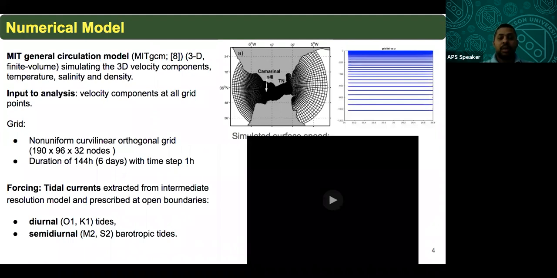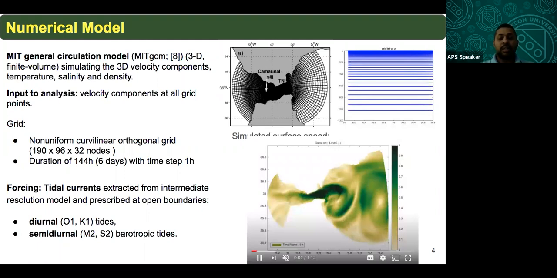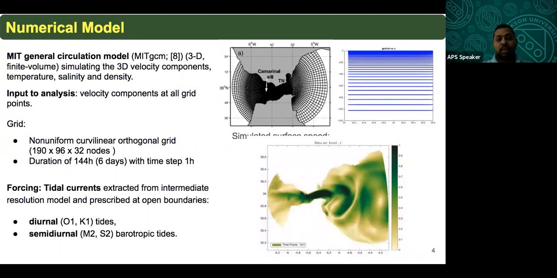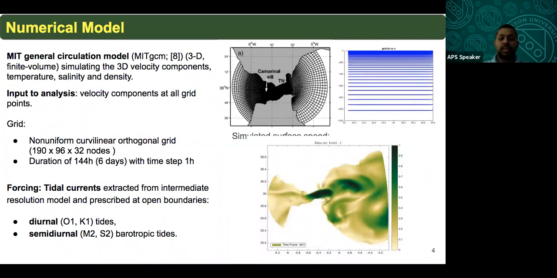So let's talk about the simulated data. These are the input data for our algorithm. The data were simulated by the MIT general circulation model, which is a 3D finite volume model. In the DMD calculation, we only use the velocity components. In that numerical model, they use the tidal forcing: diurnal O1 and K1, and semi-diurnal M2 and S2. The grid is shown like this.